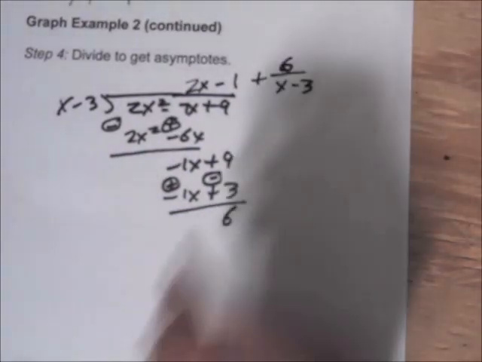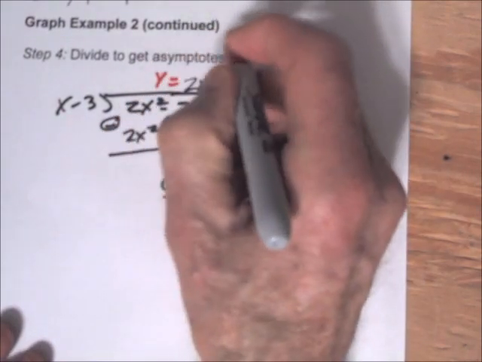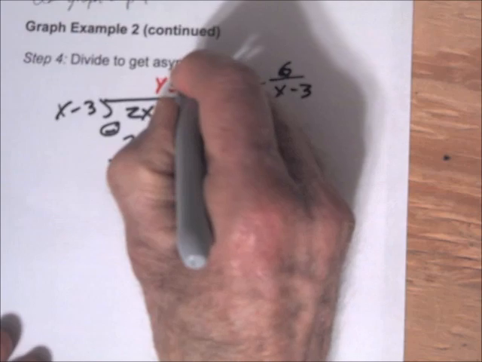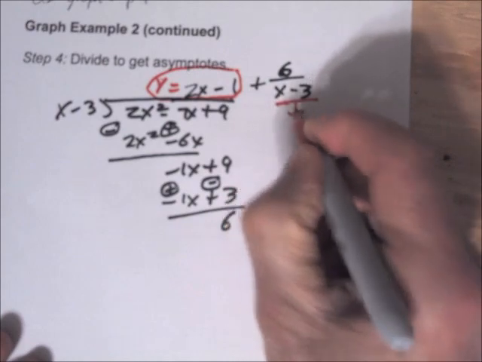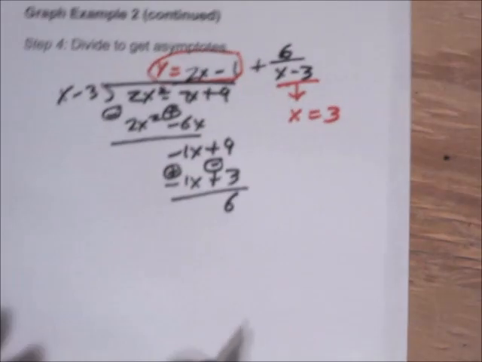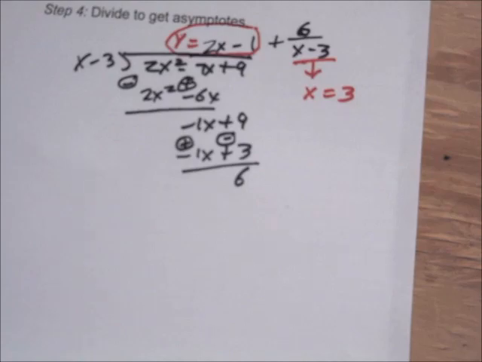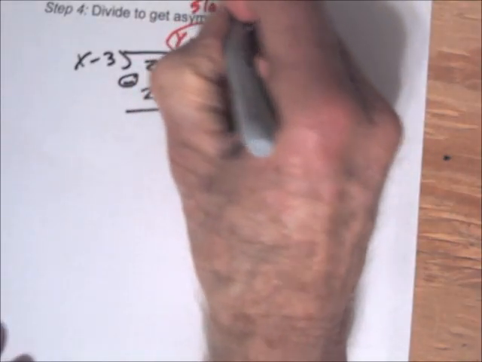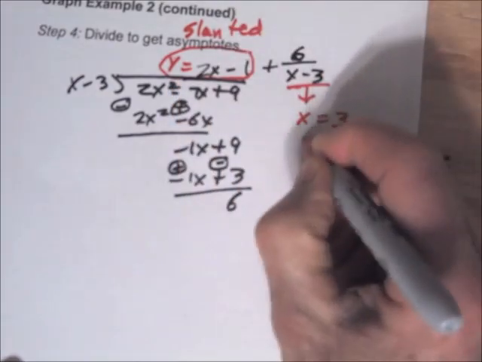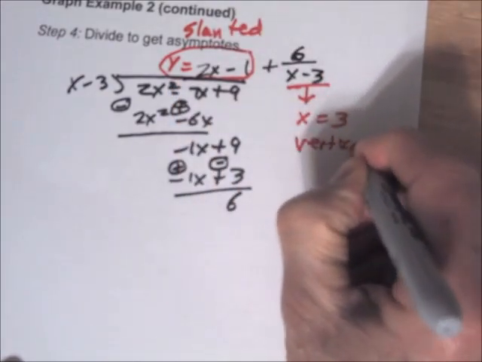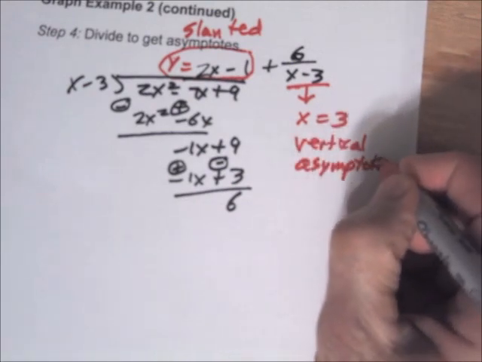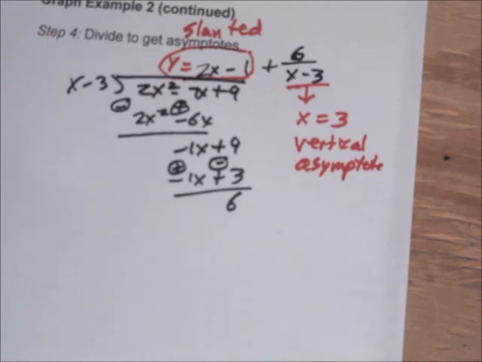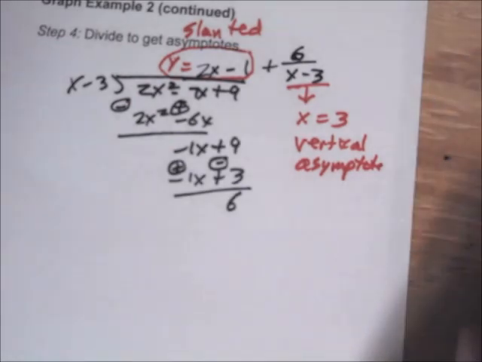So we're going to have two asymptotes. One of them is a slanted asymptote, and the other one is a vertical asymptote, x equals 3. This is slanted. And this is a vertical asymptote. So it's going to be a hyperbola. If you have a rational function that has one vertical and one other asymptote, the graph is going to be a hyperbola.